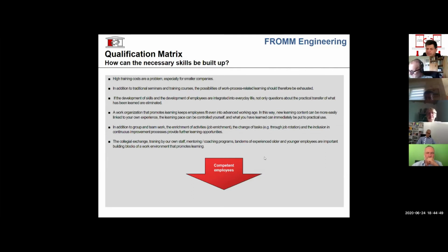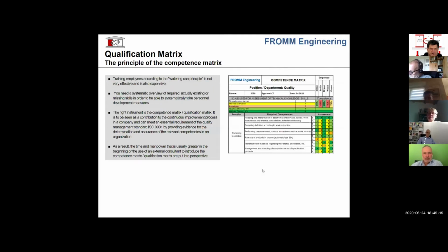Finally, this is for me the most important. They want to learn. When you go to companies, they want to learn, and the best is that you then have employees which really understand what you are telling them, so that you have competent employees. And this you have to measure. You have to define this in a matrix, and then you know if this is fine or not.